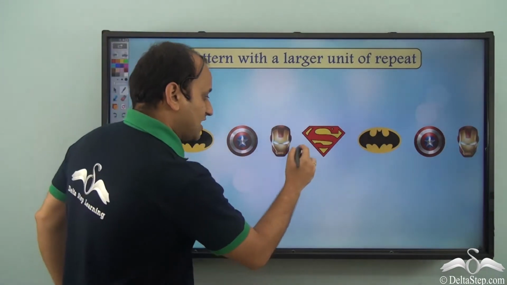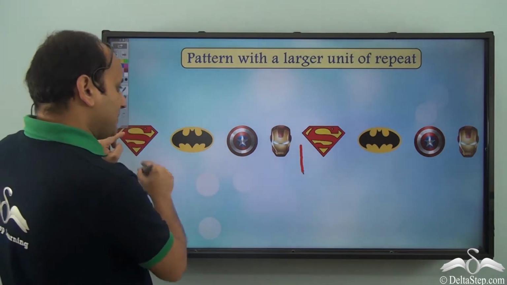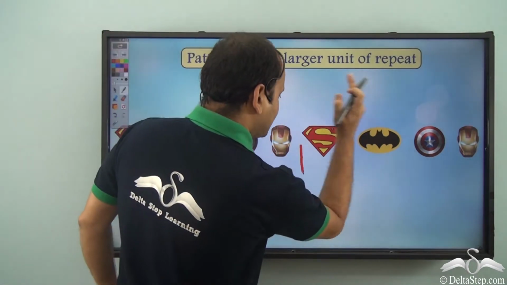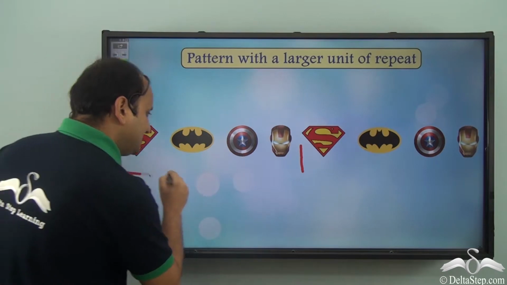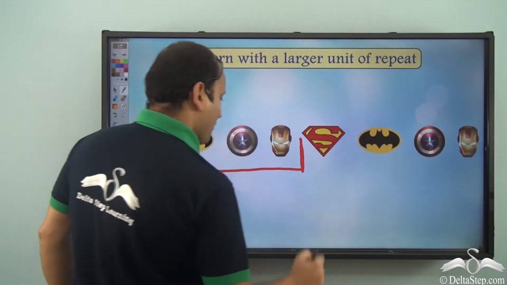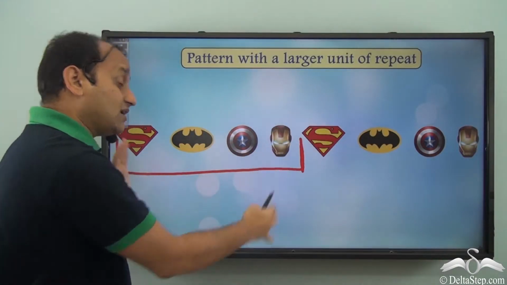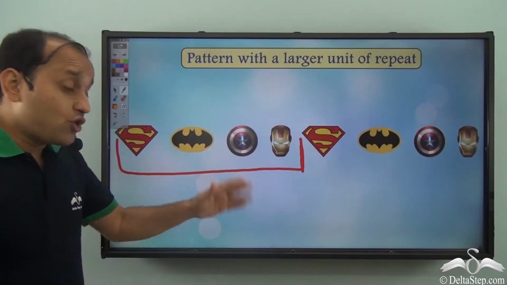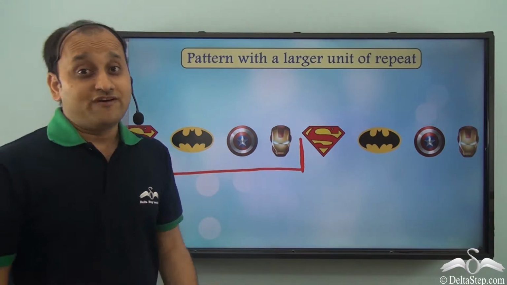Well, the repeat started here, isn't it? So from Superman to Iron Man we had no repeats, and after this again the same thing is repeating. So this is one unit of repeat in this case, isn't it? So these four logos together make up one unit of repeat. So we have four objects together making up one unit of repeat.